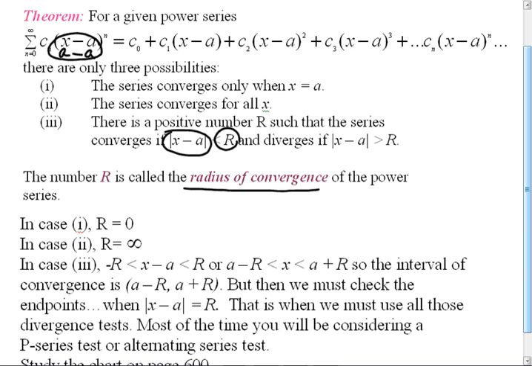So in this case, the radius of convergence here is 0. It only converges at 1 point. In this case, if it converges for all x, the radius of convergence is infinity. And in this case, I think my radius of convergence has to do with this situation right there. I don't want to write it again. So all we're going to do is do the ratio test.